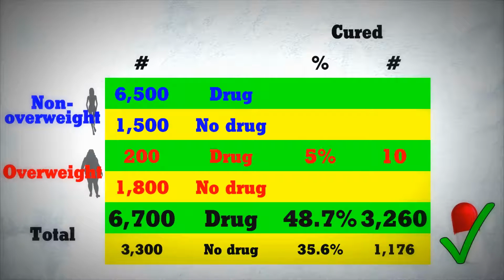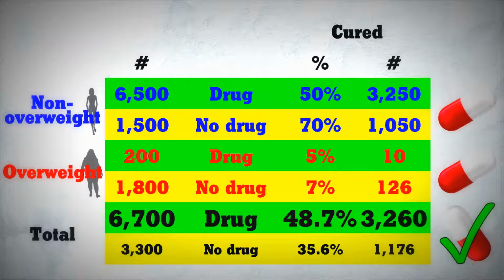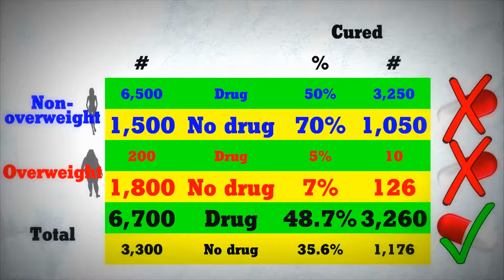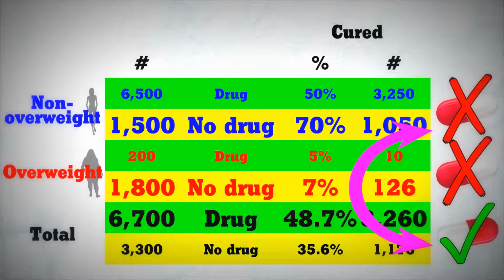Among overweight patients, 5% of drug takers and 7% of non-drug takers were cured. Among non-overweight patients, 50% of drug takers and 70% of non-drug takers were cured. Within each weight category, those who take the drug were less likely to be cured. So we conclude that the drug doesn't work, which is the exact opposite conclusion from before.